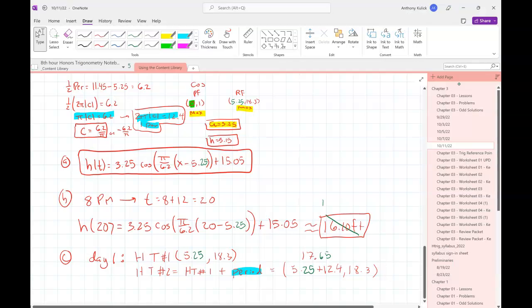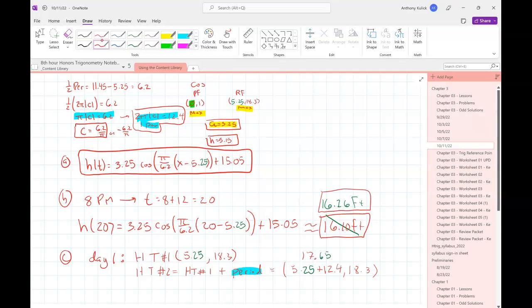All right, there. 6.26. Big difference, right? Ooh, Mr. Kulak. Hey, right is right and wrong is wrong. It's the beauty of math class, right? We don't get to debate this. It was wrong for a dumb reason, but it was wrong.